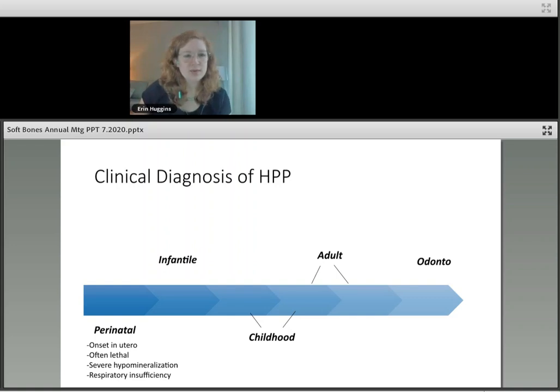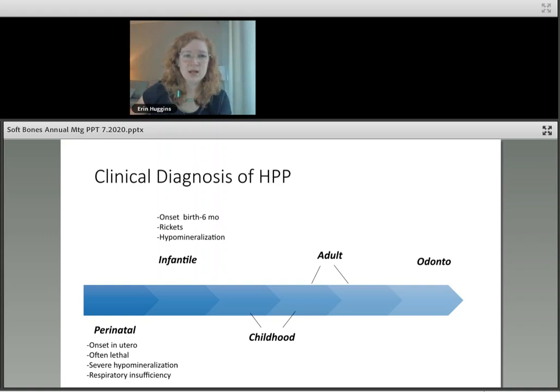So perinatal HPP is on the most severe end of the spectrum. The onset is typically in utero and can even be detected on prenatal ultrasound whenever bones are not properly visualized. This form is unfortunately often lethal. When babies are born, they're born with very severe bone hypomineralization, and they might have very difficult times trying to breathe. If you think about poor mineralization of the ribs, their lung function is not as great, and they are unable to sustain an airflow. And unfortunately, many of these babies do pass away.